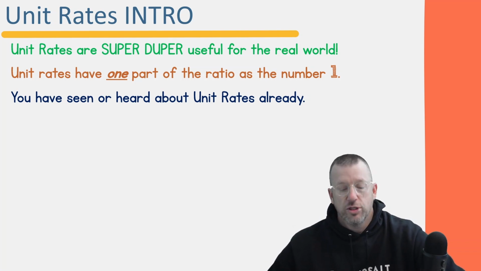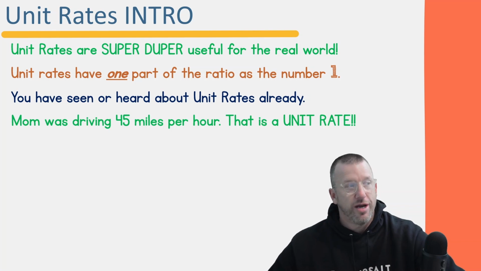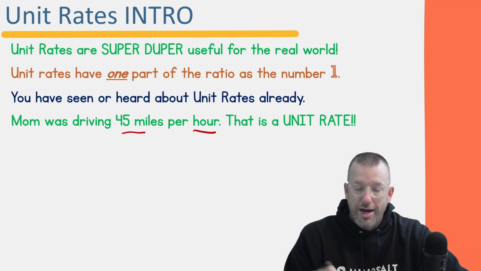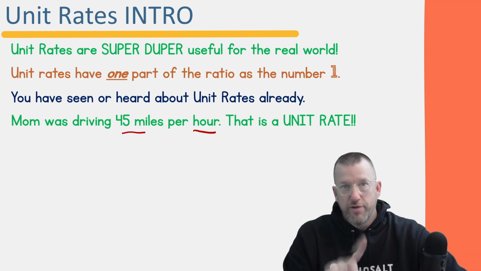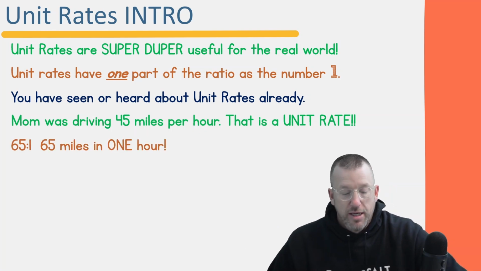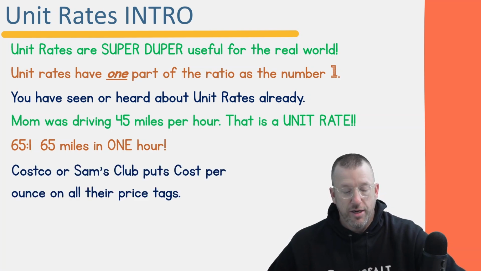If you've ever heard someone talk about the speed they're going, your mom was driving 45 miles per hour. That's a unit rate. She was driving 45 miles in 1 hour. Every 1 hour. That's 45 per 1. See the 1 involved there? So there's another way to write it as a fraction, 45 to 1, 45 miles in 1 hour.